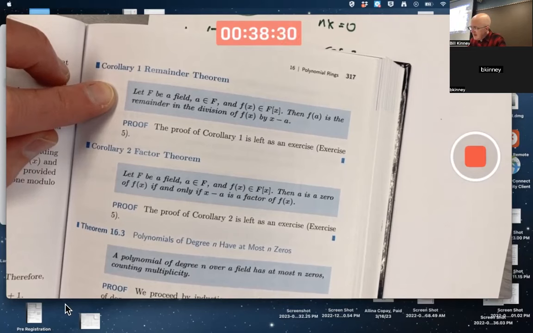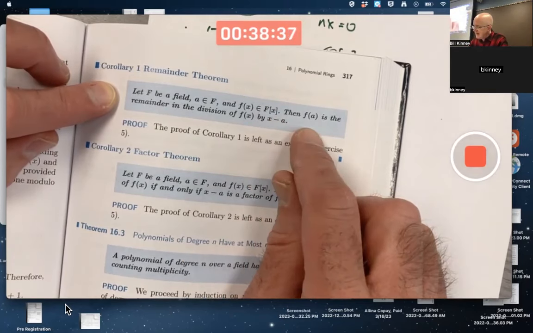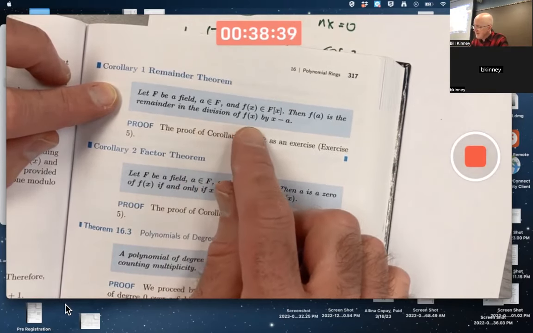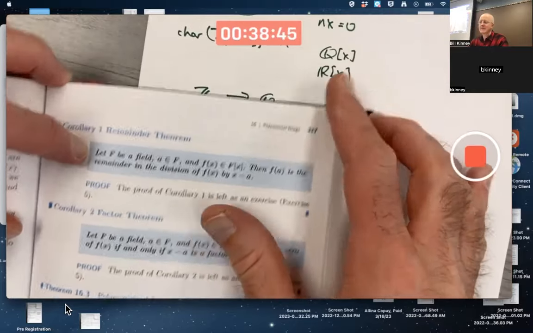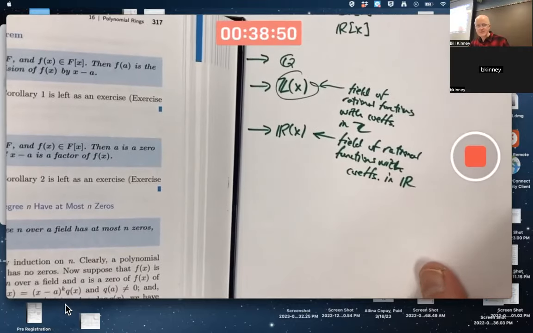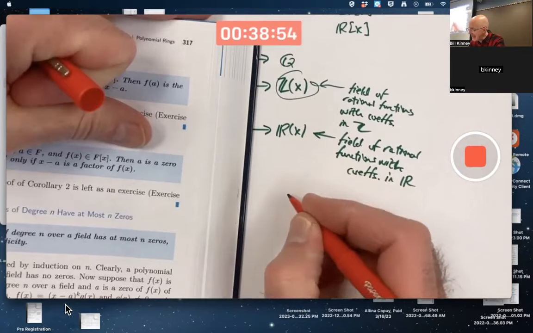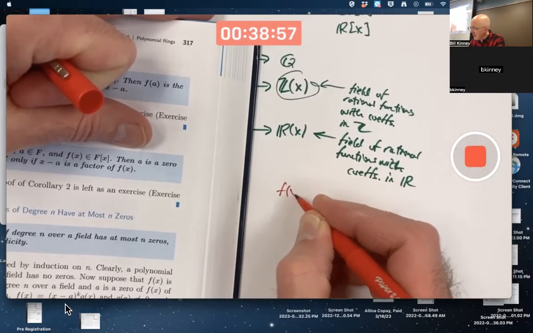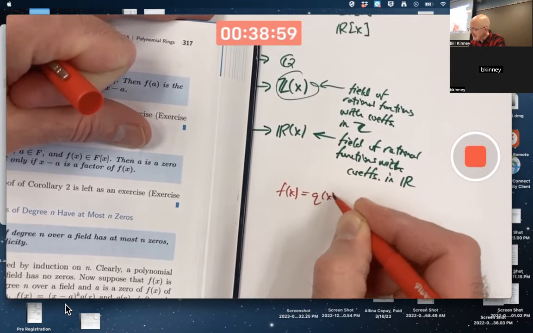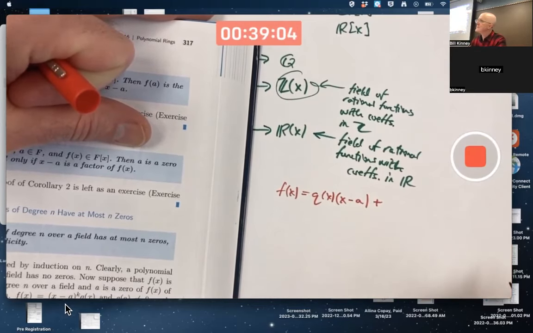Let F be a field, let a be an element of F, and F of X be a polynomial in the ring of polynomials with coefficients from a field. Then F of a is the remainder in the division of F of X by X minus a. Actually, we can briefly think about proving these things without actually writing the proofs. We're dividing F of X by X minus a. We get a quotient Q of X and a remainder R of X that is either zero or has a degree less than what we're dividing by.